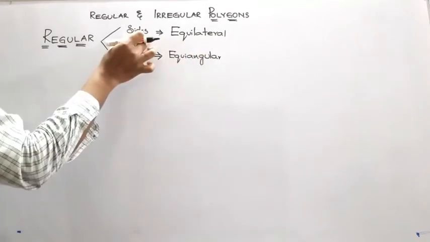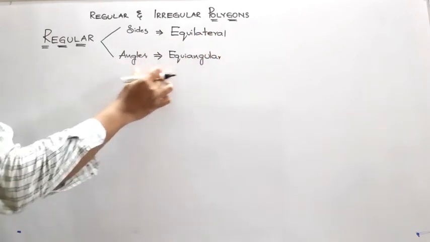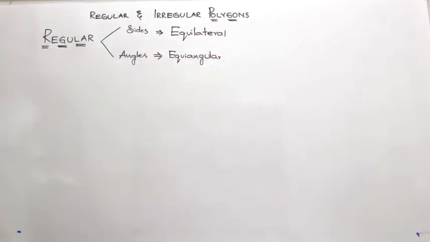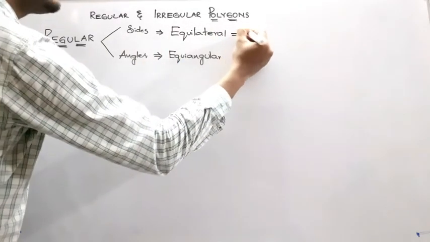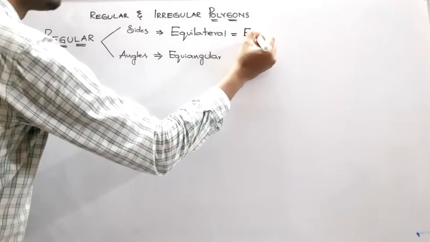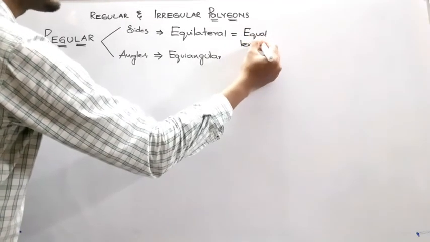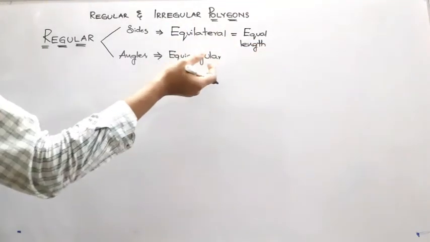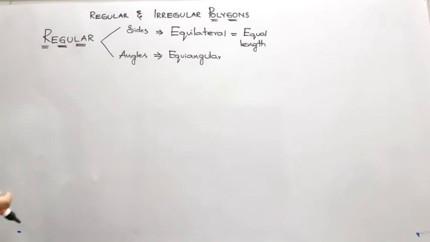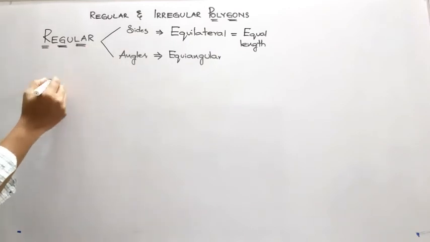Based on the sides, we have to check whether the given sides are equilateral. Based on the angles, we have to check whether the given angles are equiangular. Equilateral means equal length. All the lengths of the sides of a polygon should be of equal length. Equiangular means equal angles. I want to show you an example for this so that we can move further.